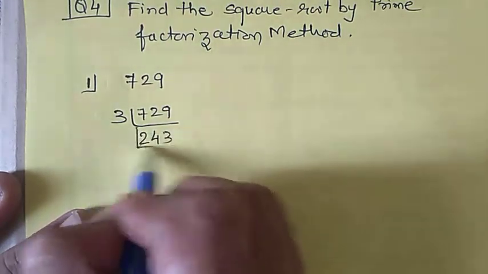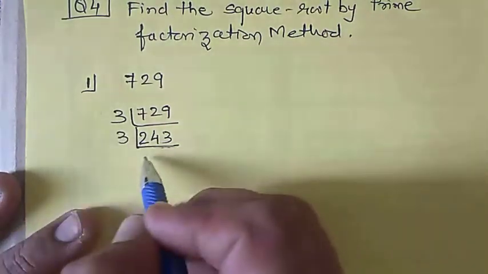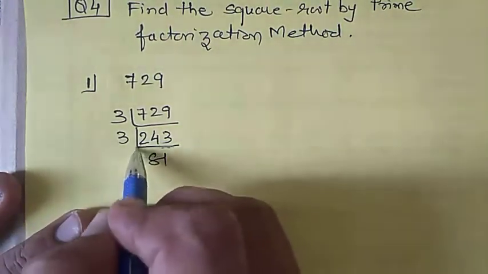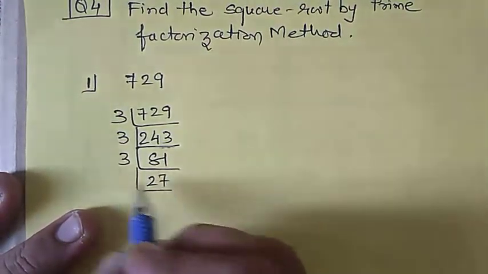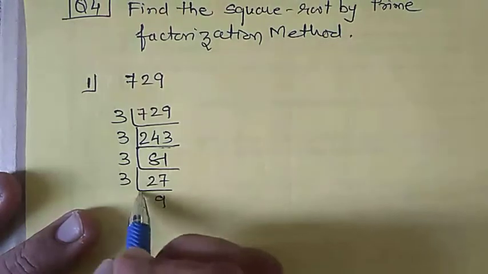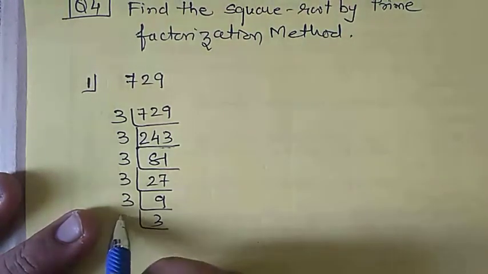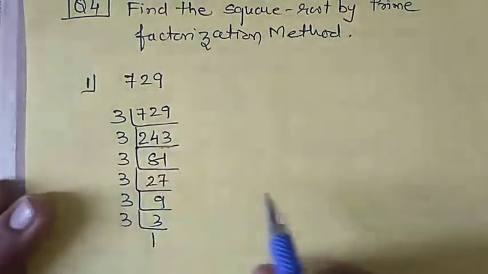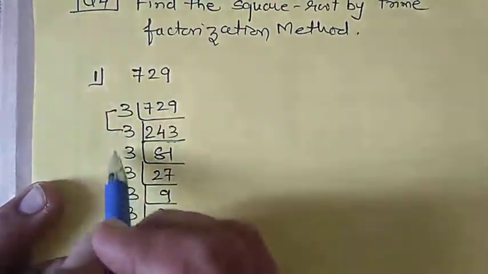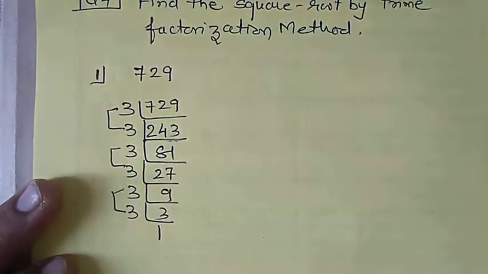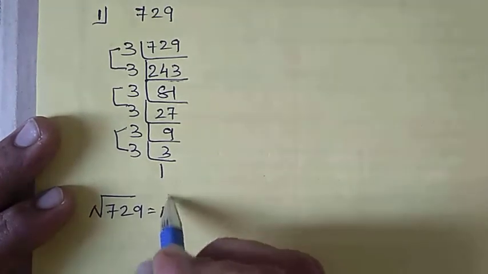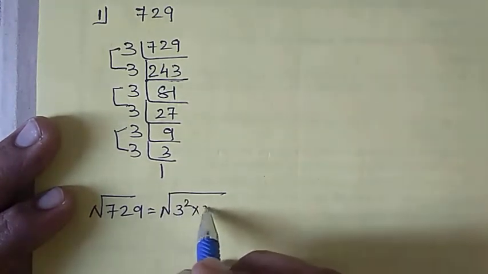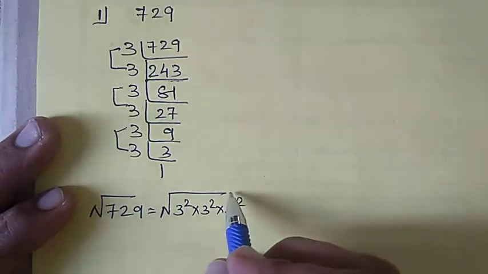We will get 243. If I divide 243 by 3, I will get 81. Again dividing by 3, I will get 27. Again dividing by 3, 3 nines are 27. Again 3 threes are 9, and 3 ones are 3. So I found pairs of two numbers for 3. Clear? So in short, I am getting 729 as 3 square, 3 square, 3 square.